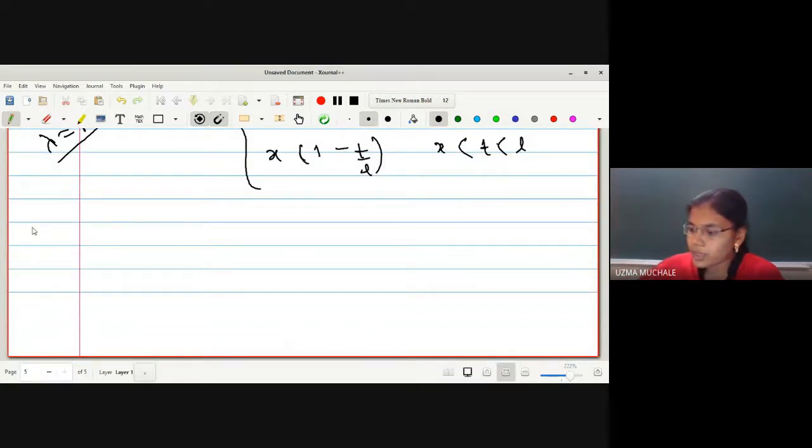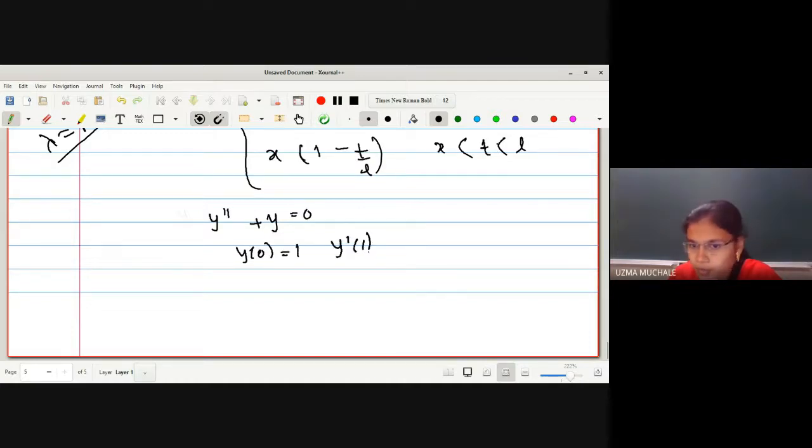Okay, write one more example for the homework. I know if you are having some doubt, but still try to solve this one at home. Y double dash plus y is equal to 0. Y of 0 is equal to 1. Y dash of 1 is equal to 0. Try to solve this one boundary value problem converted to Fredholm.